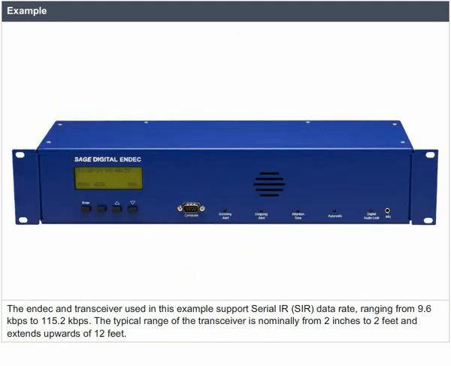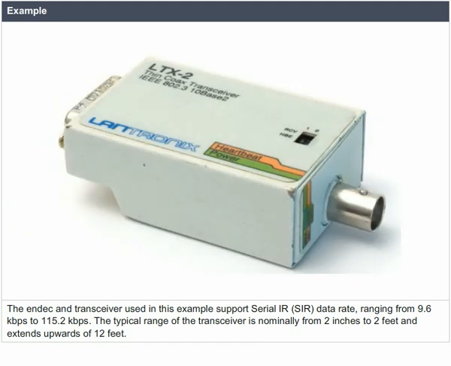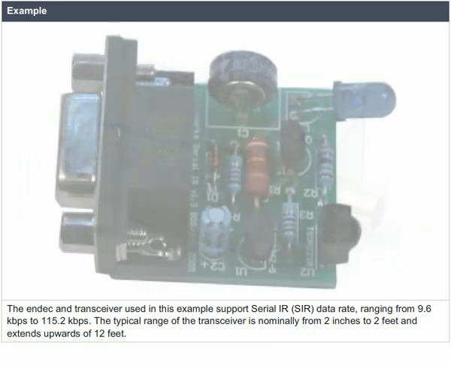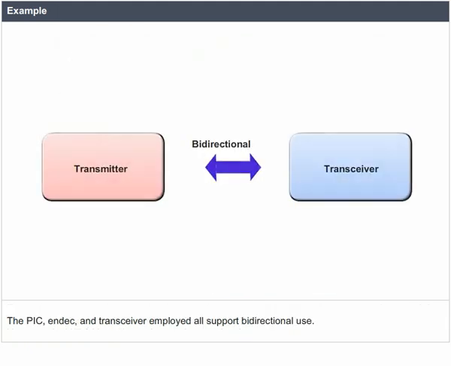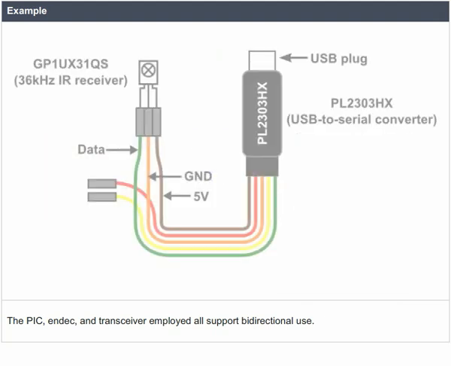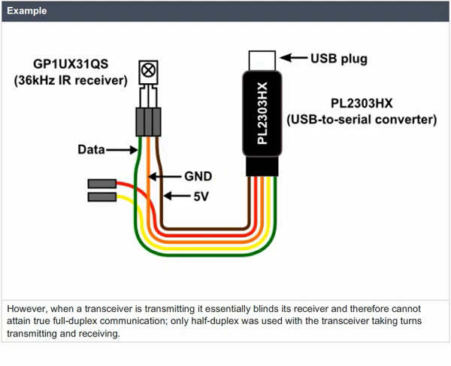The NDEC and transceiver used in this example support serial IR, SIR data rate ranging from 9.6 kbps to 115.2 kbps. The typical range of the transceiver is nominally from 2 inches to 2 feet and extends upward of 12 feet. The PIC, NDEC and transceiver employed all support bidirectional use. However, when a transceiver is transmitting, it essentially blinds its receiver and therefore cannot attain true full duplex communication. Only half duplex was used with the transceiver taking turns transmitting and receiving.